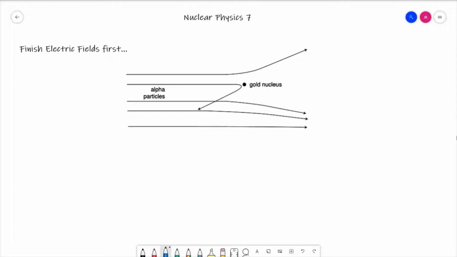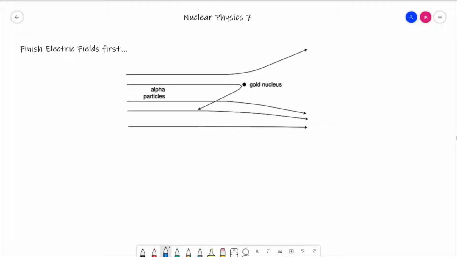Now in order to do that he used ideas that we've come across in electric fields when he looked at Coulomb repulsion. In other words, the force between the two positive bits, the force between the positive nucleus and the positive alpha particle. As we know from electric fields, that is a repulsive force, and that leads on to the diagram that you can see on the screen.